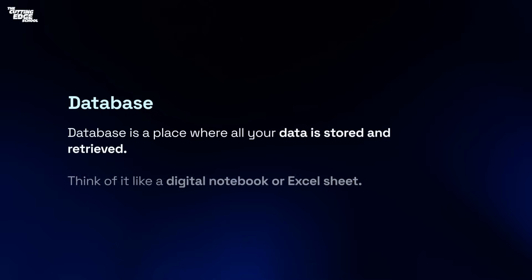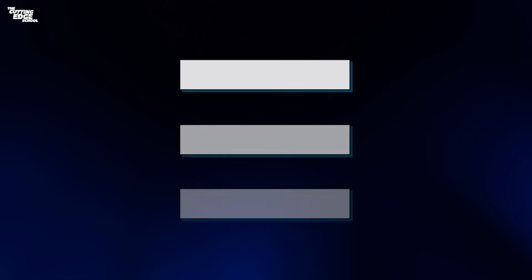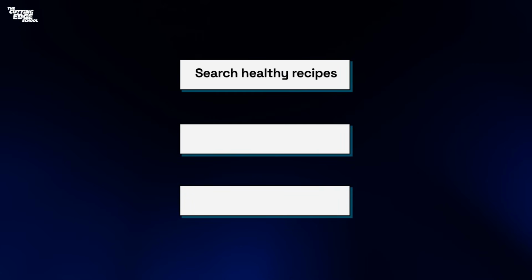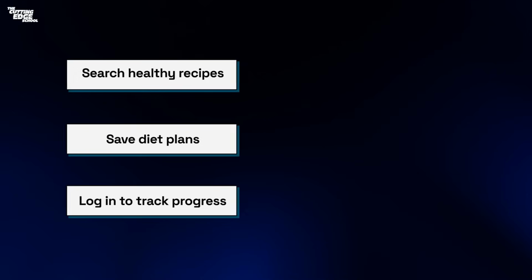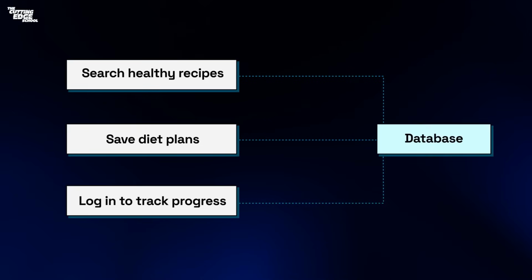Let's start with understanding a database. Your database is a place where all of your data and information is stored and retrieved. Think of it like a digital notebook or an Excel sheet. Remember that we're building a healthy recipe app? So let's say that users can come here and search healthy recipes, save their diet plans, and even log in to track their progress. All of this information needs to be saved in a database.